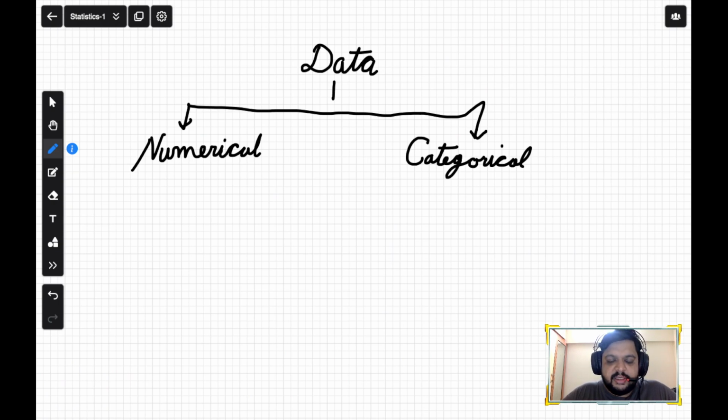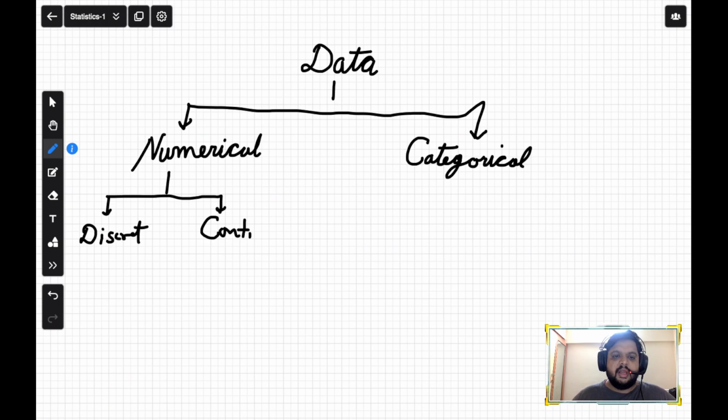So basically, there are two broad types of data category. One is the numerical, which consists of numbers, and second is the categorical. Now, within the numbers, again, there are two kinds of categories. One is the discrete number, and another one is the continuous number. Now, what do you mean by the discrete number, and what do you mean by the continuous number?